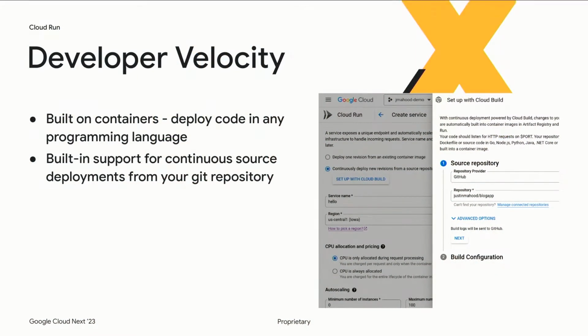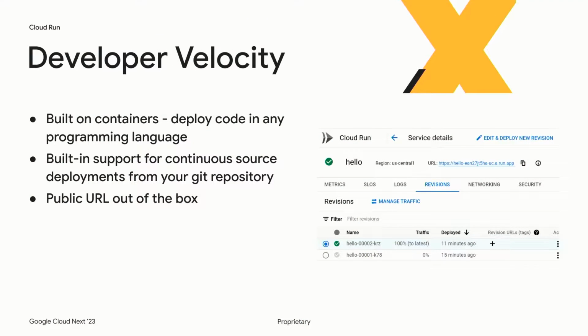Taking that a step further, we also have built-in support for continuous delivery. You can, right from our console UI, configure a connection to your Git repository for your Cloud Run service. And every time you push on that branch, a new build gets kicked off and it's deployed and live within seconds. As I mentioned before, you get a public URL out of the box. Of course, you have control over whether that's truly public and requires no authentication or only allows authenticated requests.